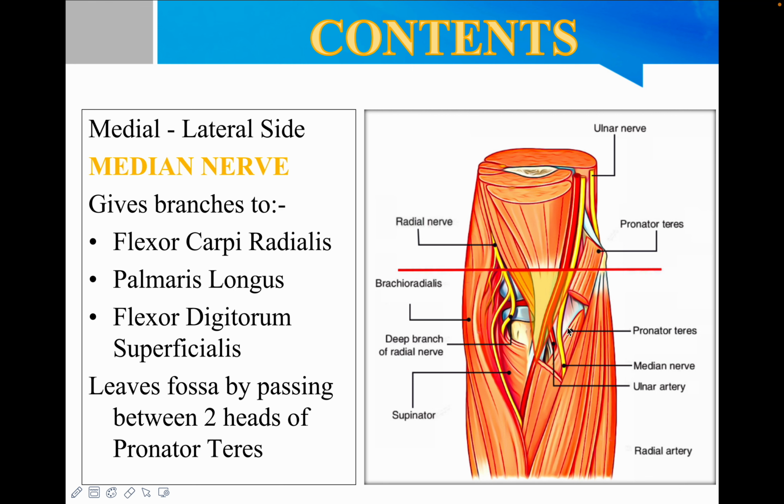The median nerve supplies the muscles of the front of the forearm, that is the flexor compartment muscles, the superficial muscles of the flexor compartment, that is flexor carpi radialis, palmaris longus and flexor digitorum superficialis. They are supplied directly from the median nerve, and this nerve will leave this fossa by passing between the two heads of the pronator teres muscle. The pronator teres has a deep head and a superficial head.